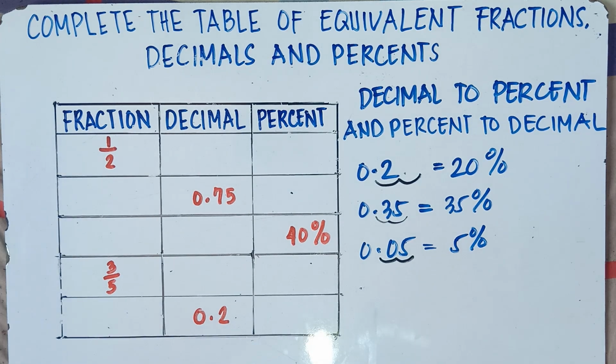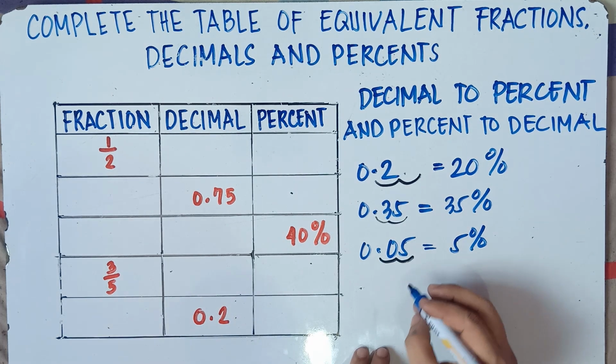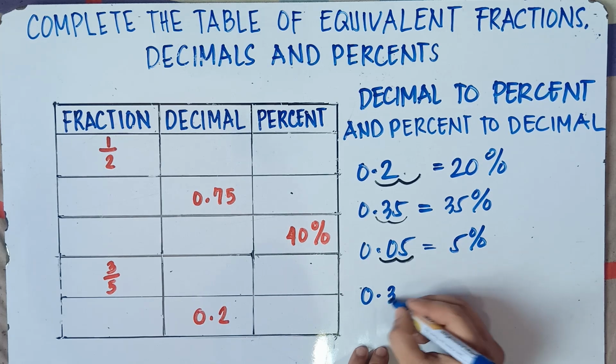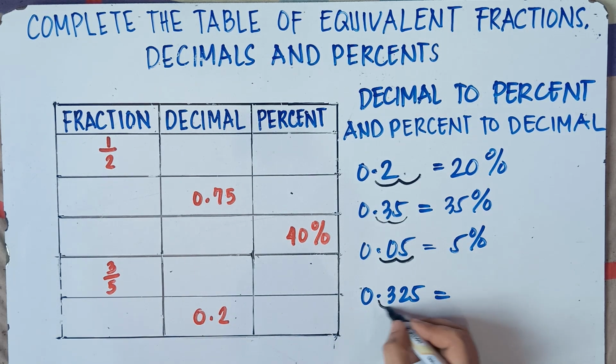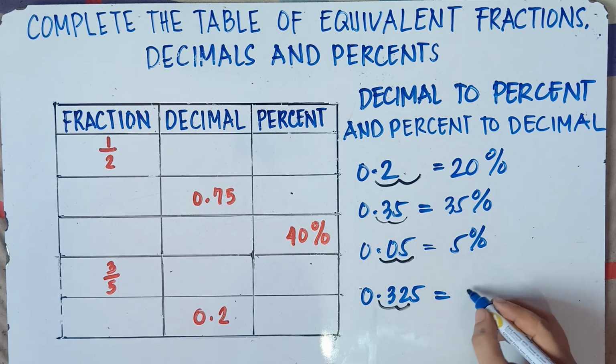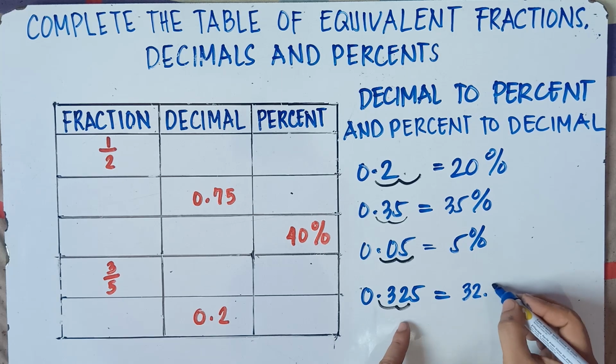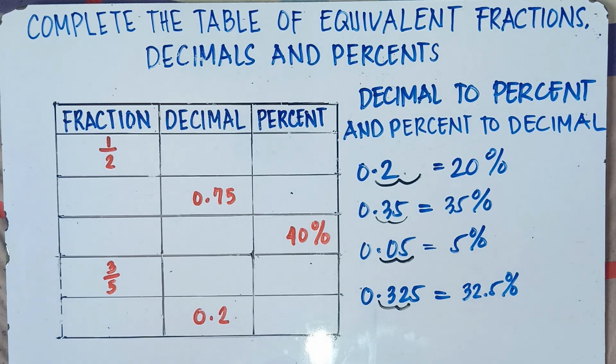That's one example, class. What if we say, let's make it complicated, class, 0.325? What's the value in percent, class? 0.325. What's the answer, class? That's correct. If we move this one twice, left to right, 1, 2, this will be 32.5%. That's it, class. That's how you convert decimal to percent. Just move the decimal point left to right twice.